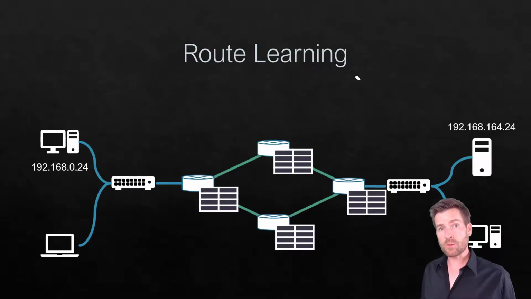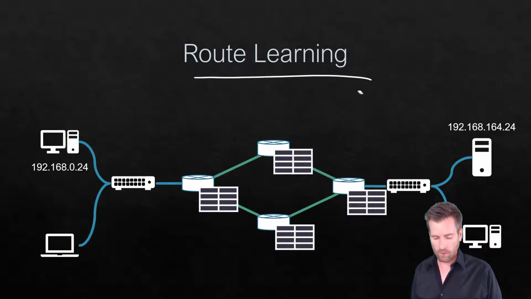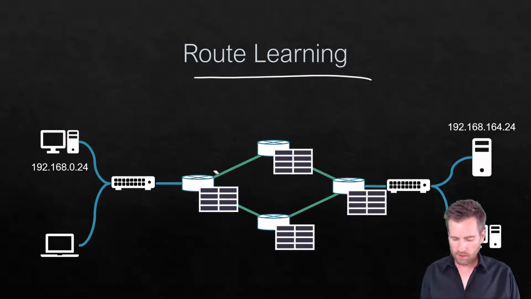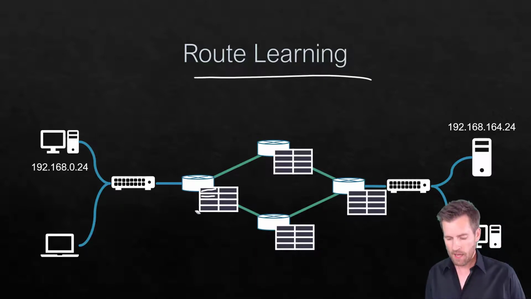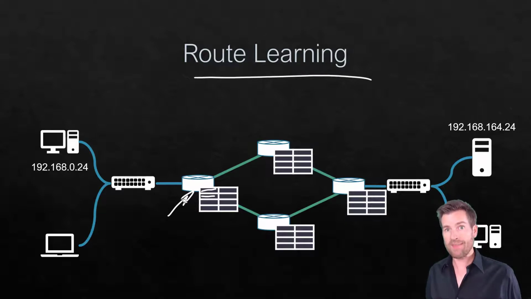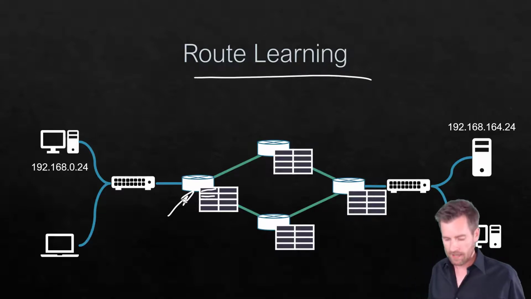So how do these routers learn of these remote networks? So let's talk about route learning and how a router learns of these different routes. Well, for one, a router can have static routes set up in it. A static route is an entry that you manually set up onto the router. So you go and manually set up a route, and that is a static route. We call it a static route because it doesn't change. It's not dynamic at all.